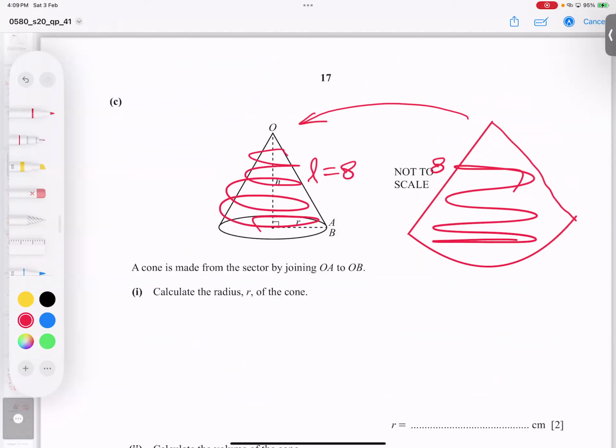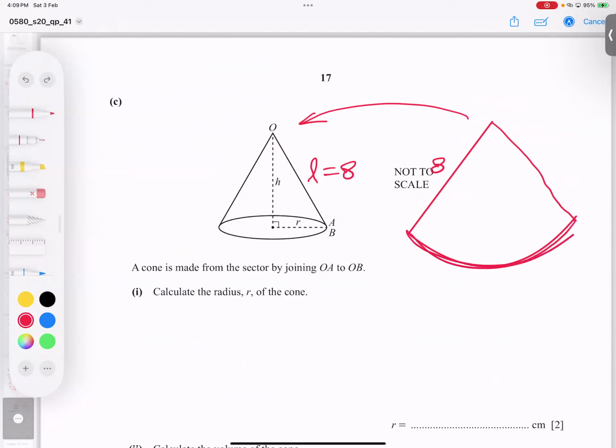We have two rules. The third rule: the arc length of the sector is actually the circumference of the base circle. So we have three important properties. I can use any, but I will use the last one. The circumference of the base circle equals the arc length of the sector. So I'm writing here 2 pi r, and what is the arc length?